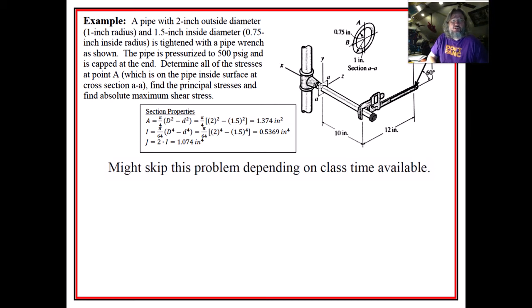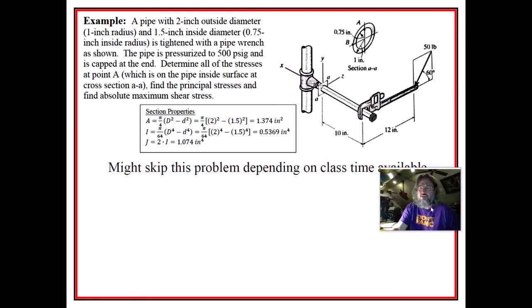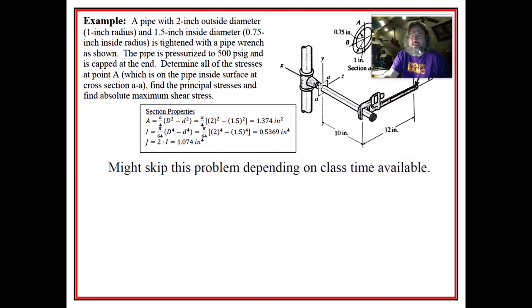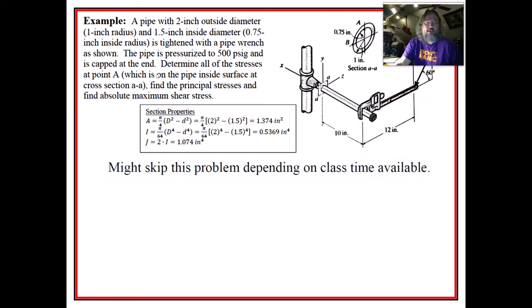And so this is a 2-inch outside diameter and 1.5-inch inside diameter pipe. And it's being tightened by this wrench, which is like 12 inches long. It's hard to see there, but there's 50 pounds being applied right there on the end of the wrench with that 60-degree angle. And there's 500 psi inside this pipe, and there's a cap right there, right? So that means there's going to be longitudinal stress because of that. All right. And so we want to find the principal stresses at point A.